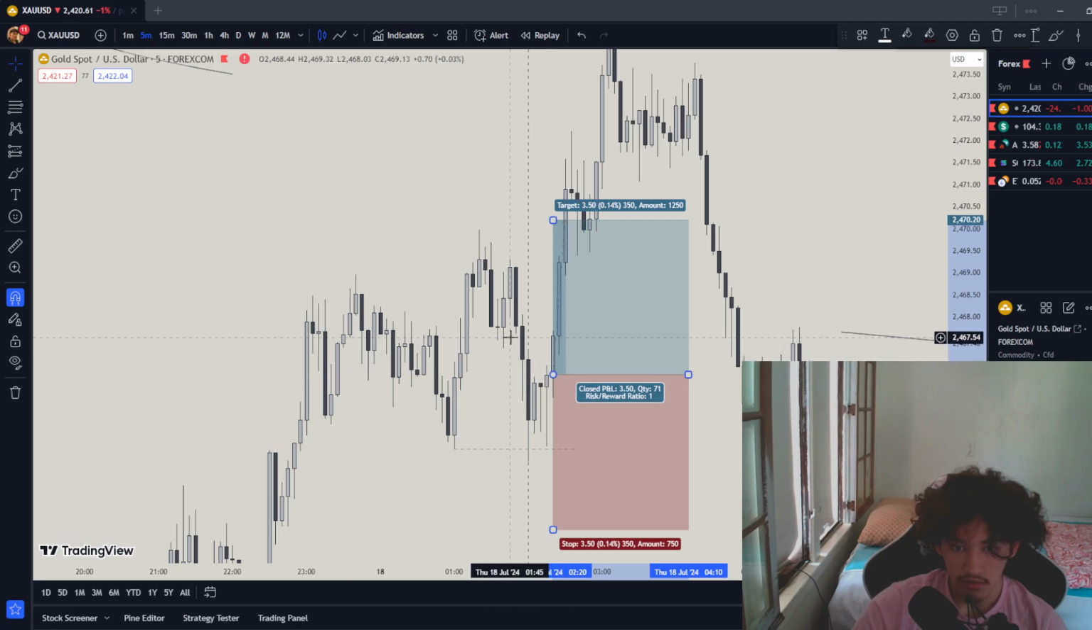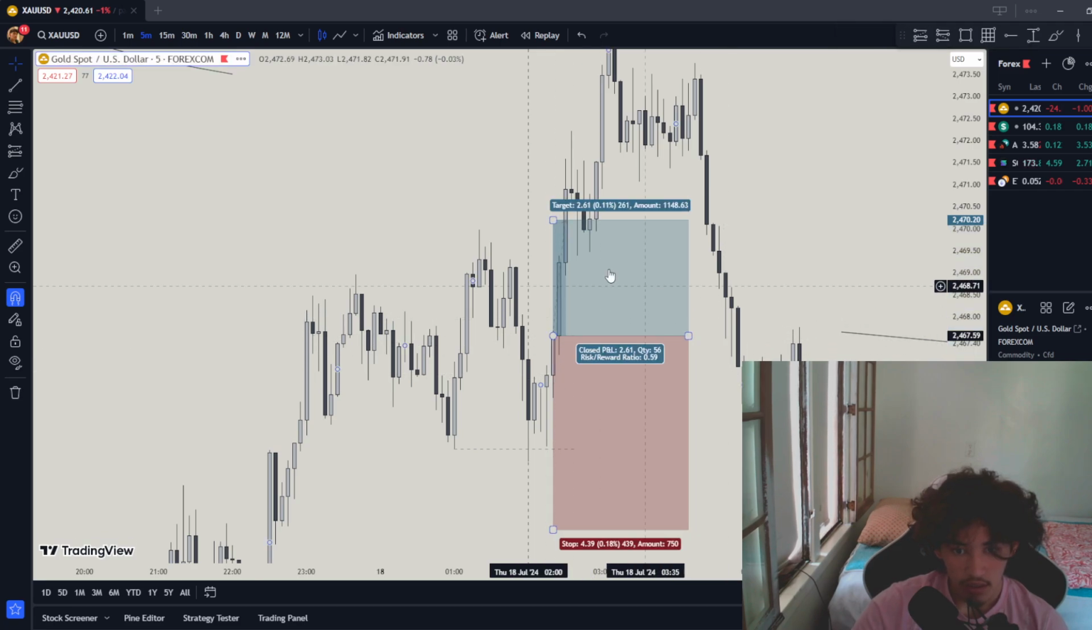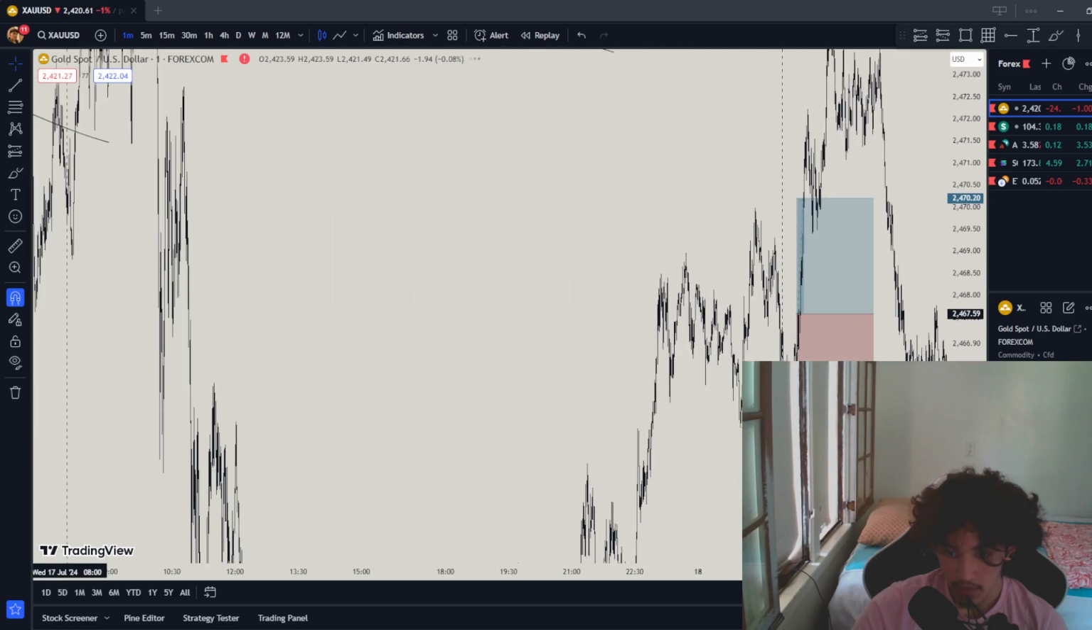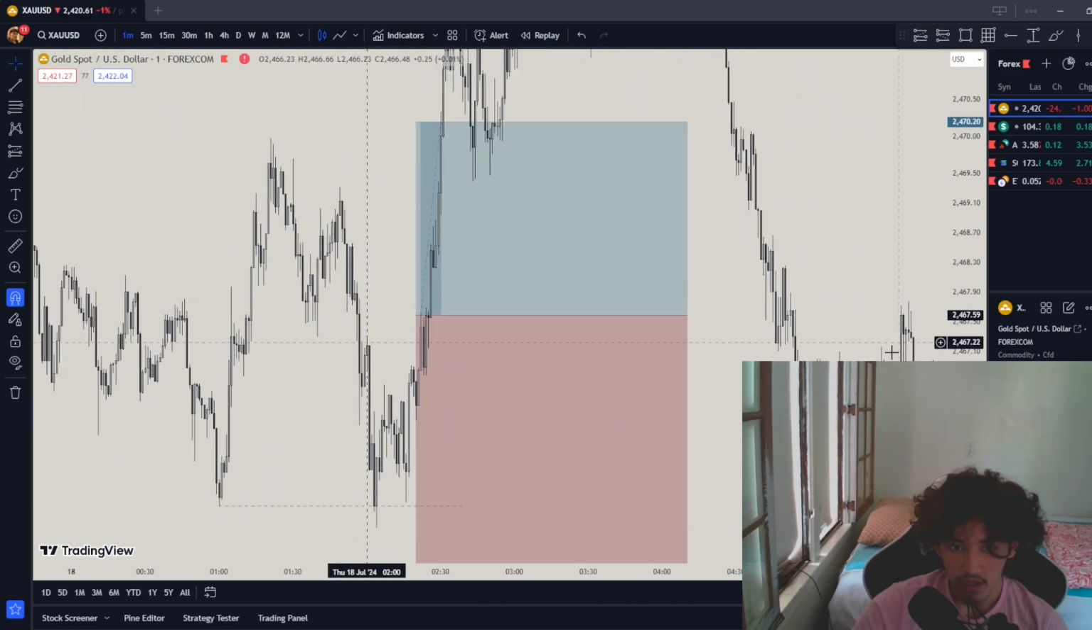Where was it? Was it on the validation? I was waiting for a confirmation. I do not know why I entered over here, but I'm pretty sure I entered over there. Let me see the 1 minute time frame, because I entered a little too late on this trade. But on this trade as well, I think I had a wide stop.